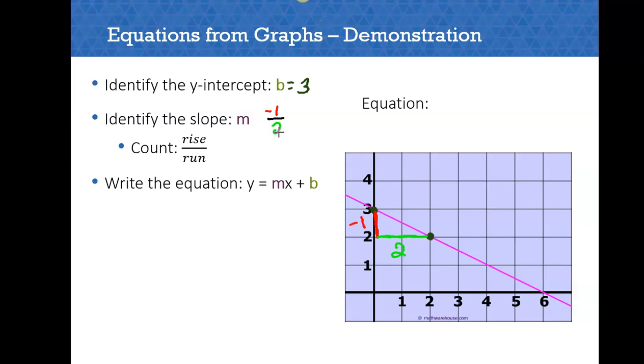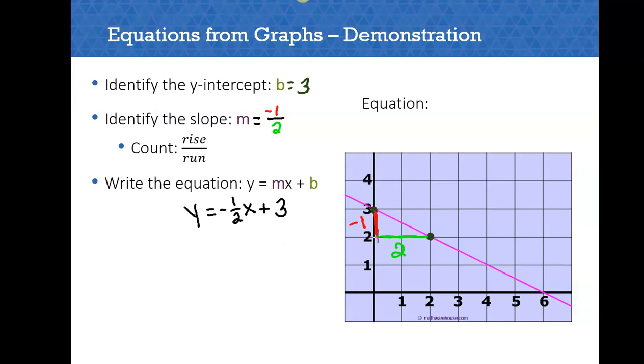Now, I'm going to leave it there for just a moment, just like that. And then when we write the equation, we'll make it look a little prettier. Okay, so my b is 3. My m is -1 over 2. So I just counted. Now I'm going to put these both into my equation. So I go y equals m, -1/2, and then I put my x, and then I put my b, which is 3. So y equals -1/2 x plus 3.